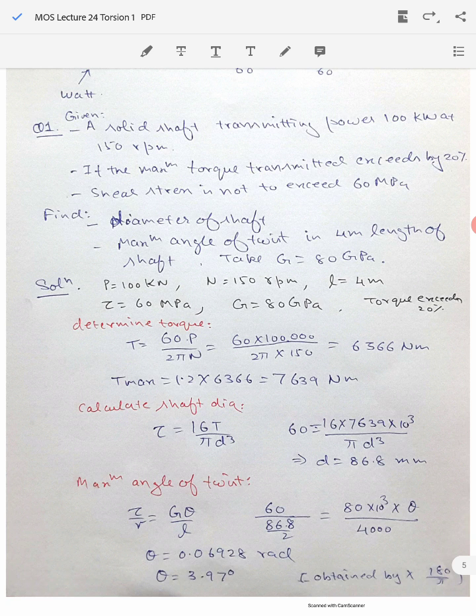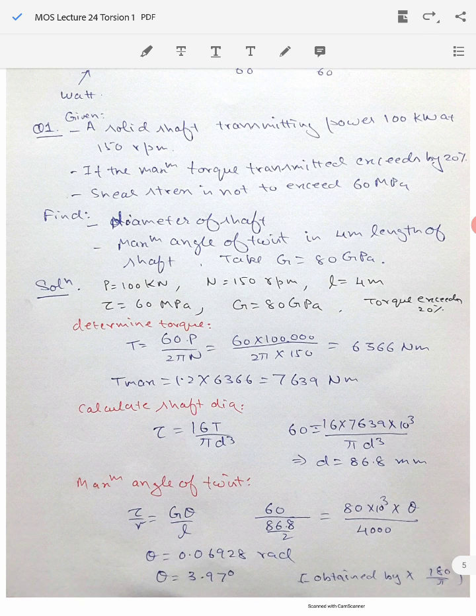In this case, you need to find the diameter of the shaft. Also, you need to find the maximum angle of twist in the 4-meter length of the shaft. So the length of the shaft is 4 meter, and you need to find how much is the maximum angle of twist happening here. You are given the value of modulus of rigidity G as 80 gigapascal for the shaft material. Now let's proceed to calculate the values here.